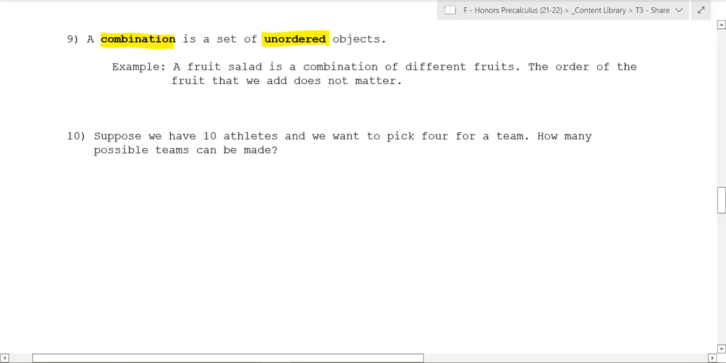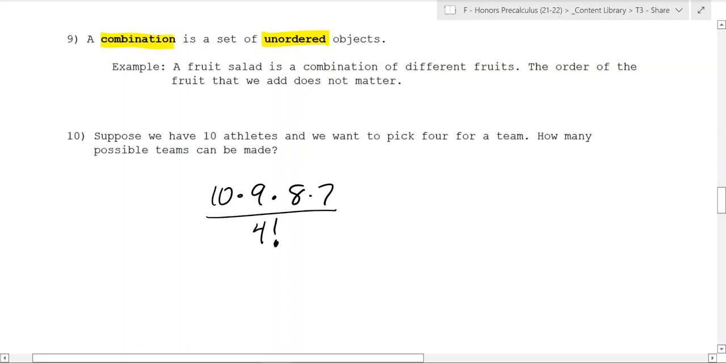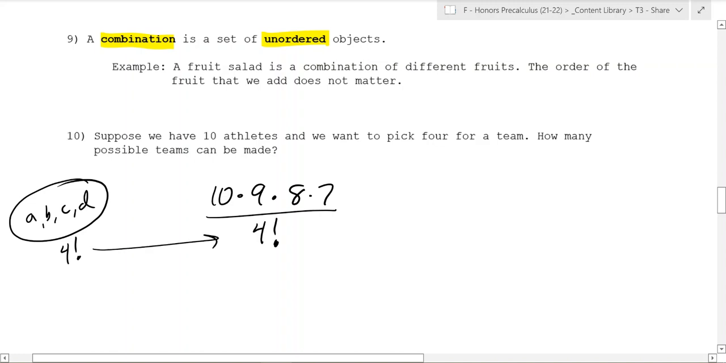So you could pick 10 as your first one, you could pick 9 as your second one, 8, and then 7. And that's if order mattered, but it doesn't. That's how many teams of 4 we can pick if order matters. But each of those teams of 4 can be mixed up how many ways? They could each be mixed up 4 factorial ways. So if I pick a team of like A, B, C, and D, how many different ways can we mix those up? We can mix those up 4 factorial ways.